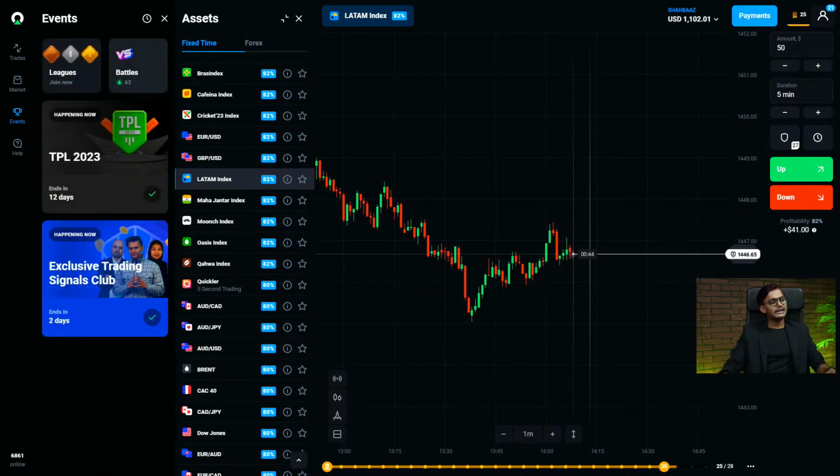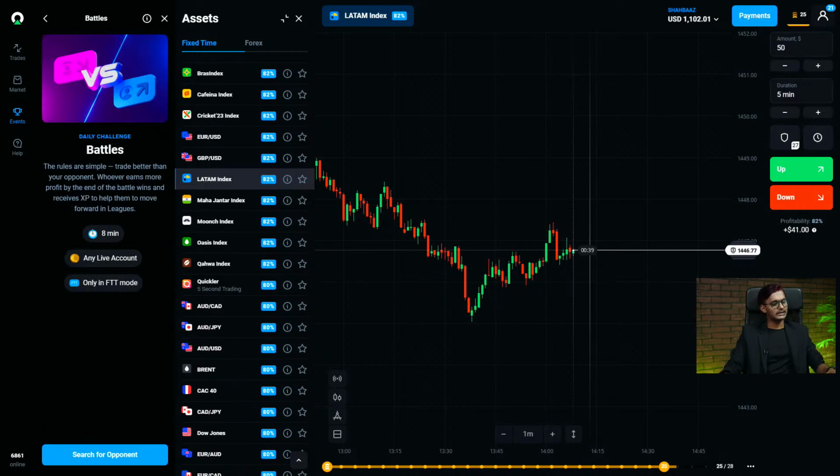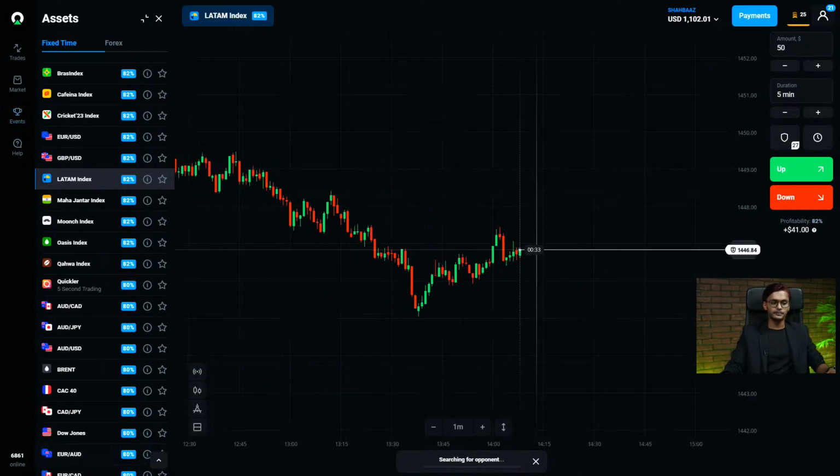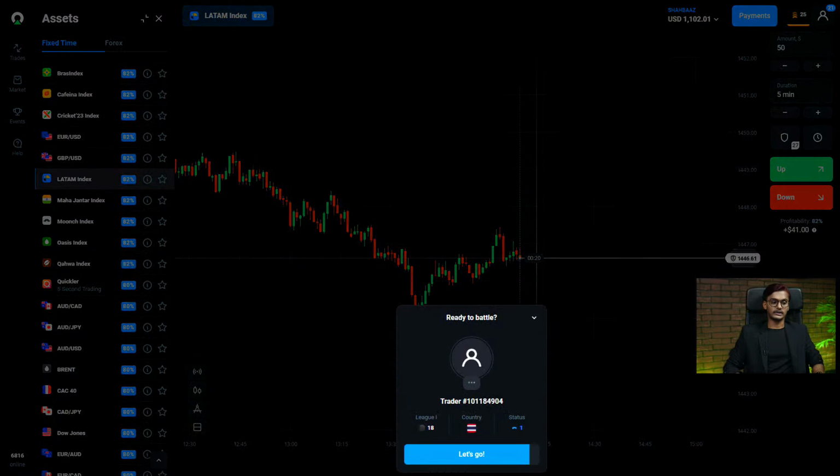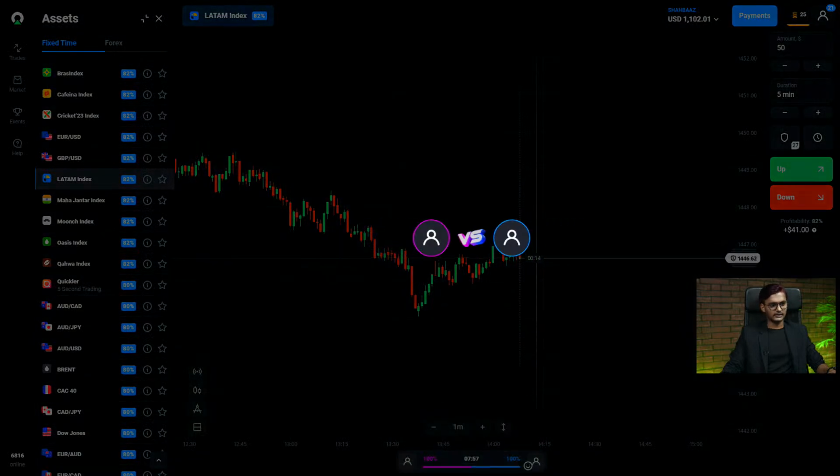You see, here is a battle section. When you click here, you will see the search for opponent option. You will have an opponent instantly searched by Olymp Trade, and you see Olymp Trade is searching for an opponent on my behalf, and there will be some random trader from some random country who will be my opponent for this event. I see that there is a flag of, I think, Thailand, and I will just accept the battle.